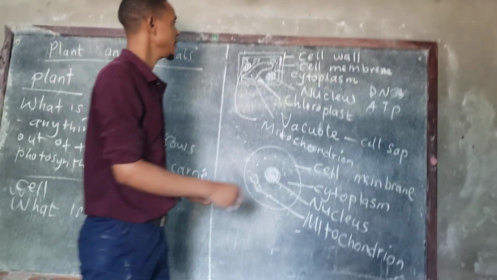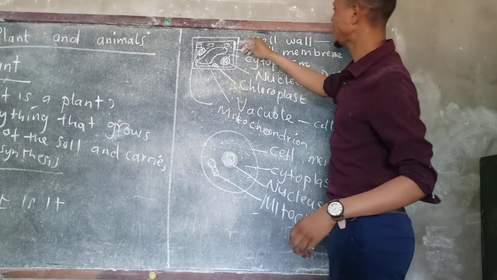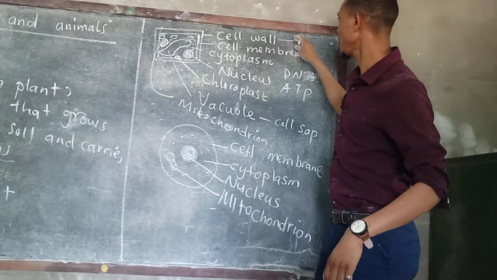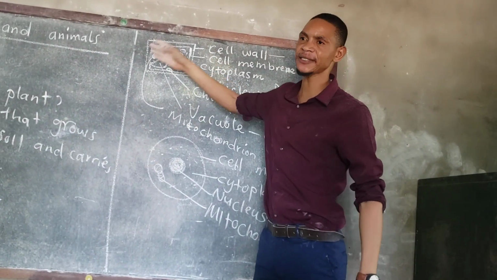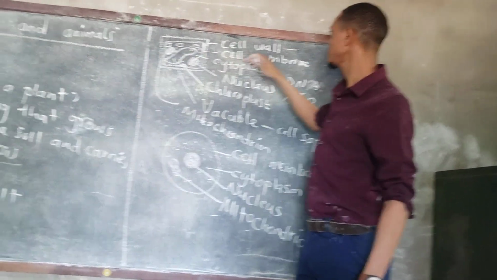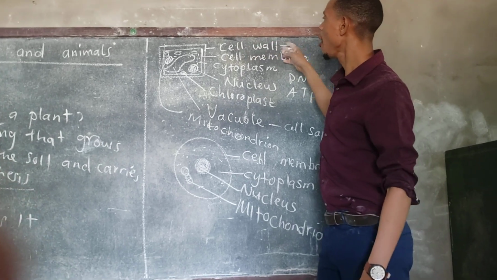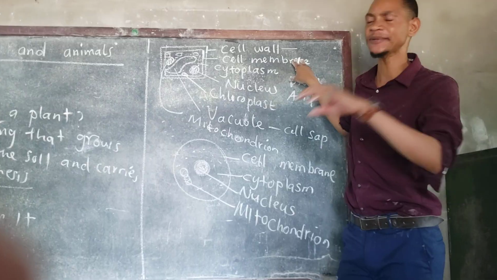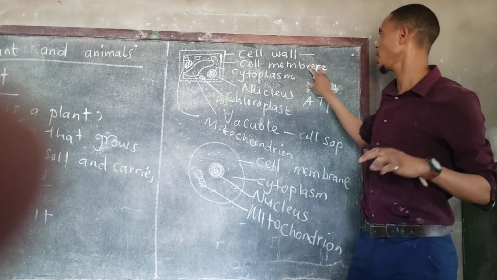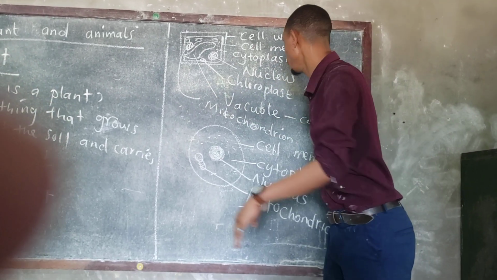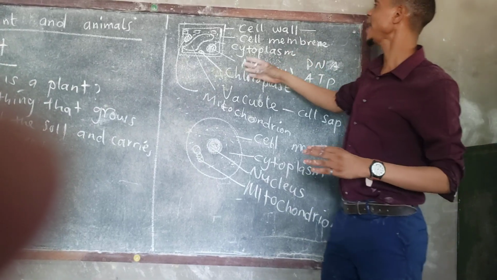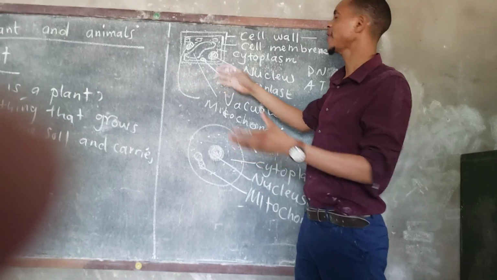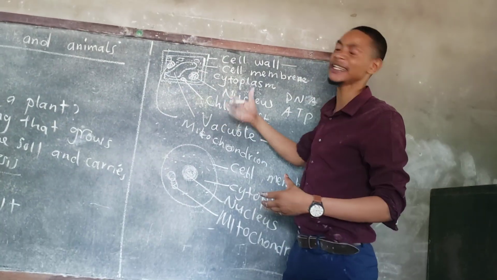So you need to know that the cell wall protects the inner parts. At the same time, the cell wall prevents damage to the cell and provides shape to the cell. The cell membrane allows some substances to enter and leave the cell. It is selectively permeable. Then cytoplasm is the site where organelles float. They are kept fresh because of the fluid, and this fluid is gel-like.